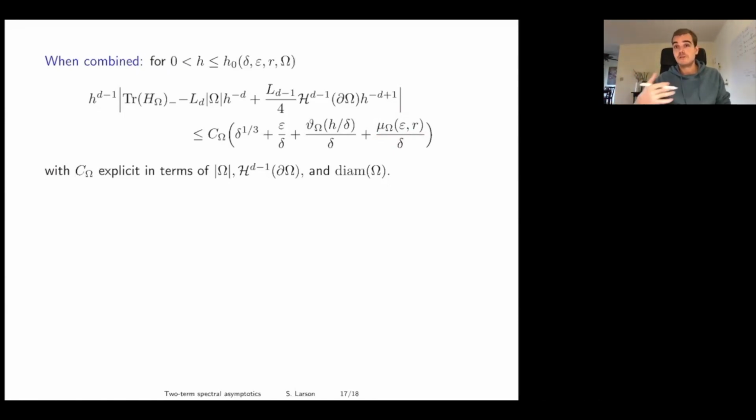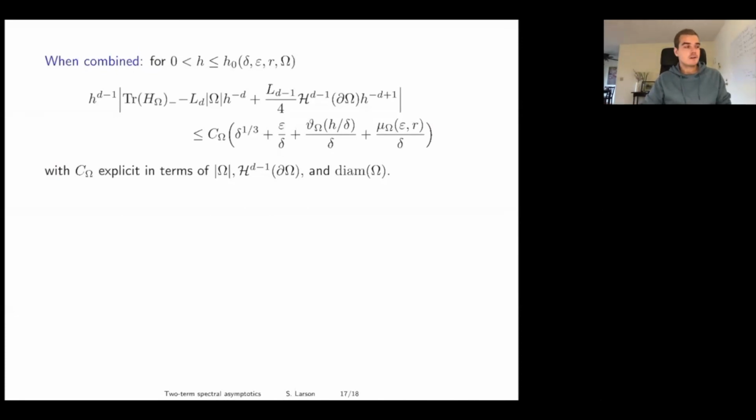So what remains is just to choose an appropriate way to send delta, epsilon, r to zero so that this here vanishes. Well, first off, if we send h to zero, which we wanted to do here, then this guy vanishes because we still have an h here. Now that all that is done, we can send r to zero, and by our claim about this portion here, that goes to zero. Then we're free to send epsilon to zero, and then finally delta to zero, and all these terms disappear. So we arrive at the conclusion we want.